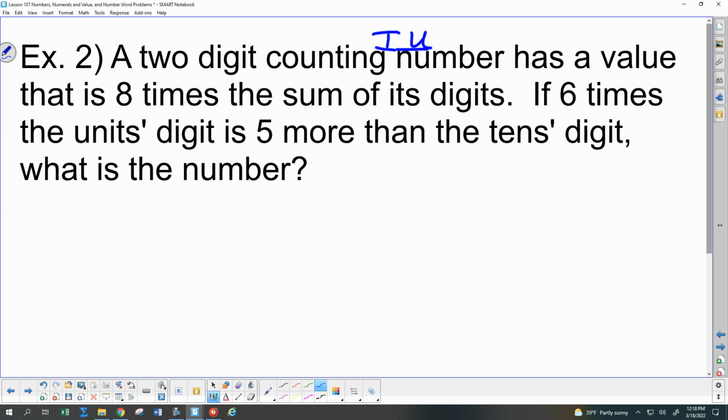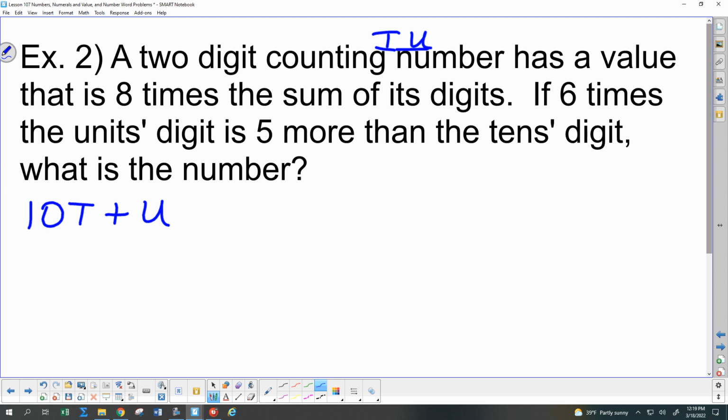What's the t worth? Who can help with that? What's the t digit worth? Anything in the tens place is worth what, Allie? 10 times whatever that number is. So that value is going to be 10 times t plus whatever's in the ones digit. Are we good with that? That's what it's worth. If there's a 3 in the tens place, it's worth 30. If there's a 7 in the tens place, that part's worth 70.